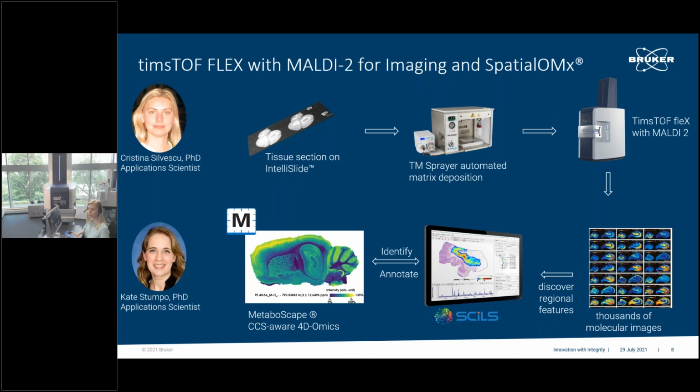Next, we want to deposit a uniform matrix layer on top of the biological sample, and for that we use an automated sprayer, and you see here the TM sprayer. After we deposit the matrix on the tissue surface, we load the sample in the instrument. So I'm going to take over now, and I'm going to share my screen so you can see.